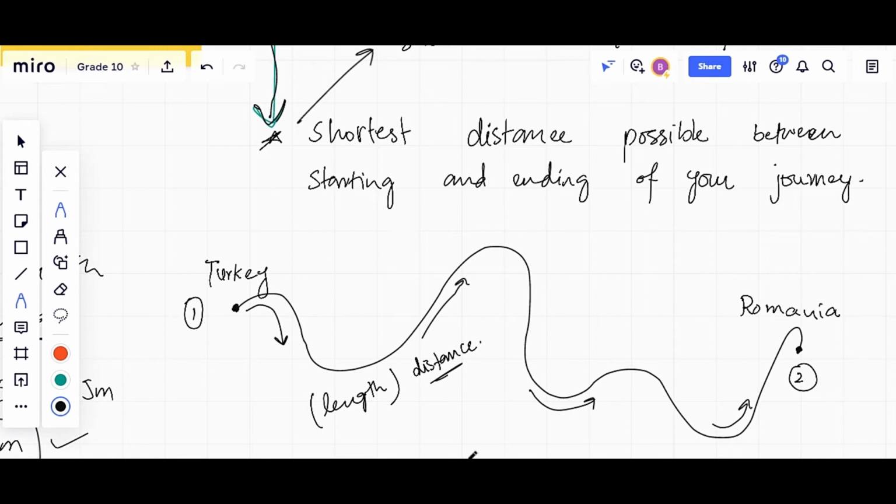So if you adopt this path, which is path A, this is known as your distance, because you're covering the whole length, which is, let's say for example, 1000 kilometers. So this 1000 kilometers is the distance basically. But how do we define and find out the displacement?